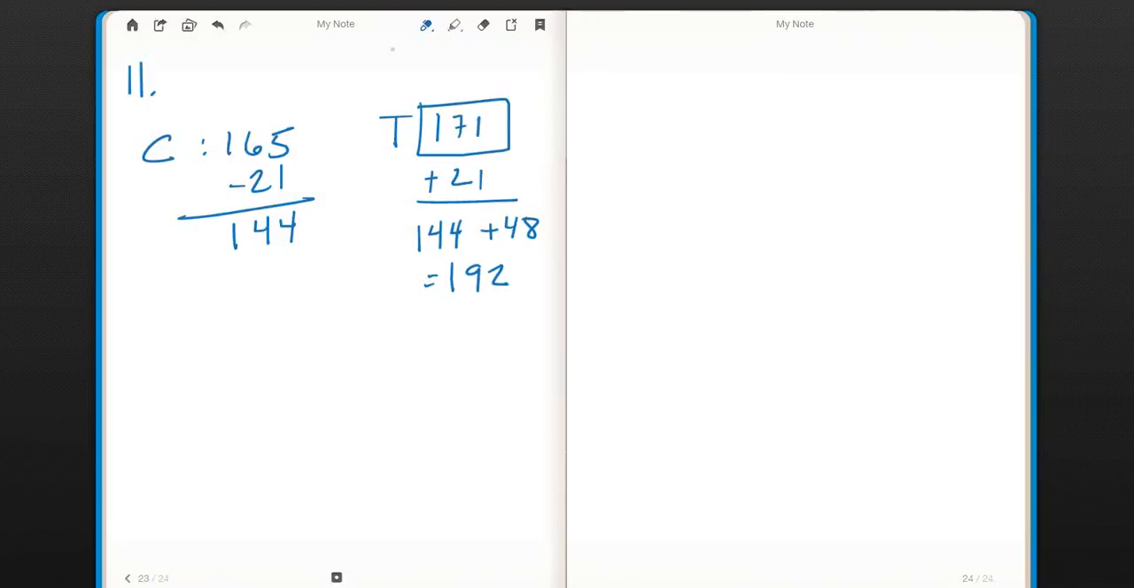Keep it organized. It's probably helpful to have one chart and one little area for Carl and a different area for Tessa to make sure that you've got it separated. And maybe once you get to the 192, you make it a subtraction problem instead of trying to add backwards. Either way, you're going to get to 171.